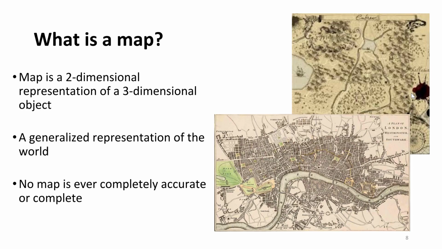So a map is a 2-dimensional representation of a 3-dimensional object. It's a generalized representation of the world. No map is ever completely accurate or complete. That's because we can only be a proxy for what's happening on the Earth. We're never going to be 100% accurate or 100% complete because things are constantly changing. However, with our maps, we can make the best representation of what's actually occurring on the Earth.